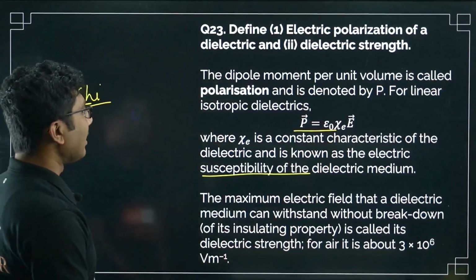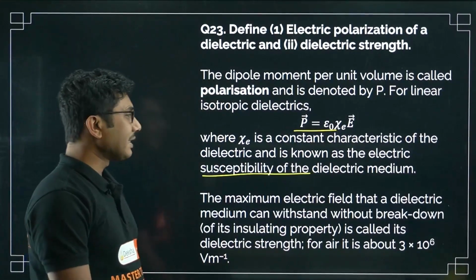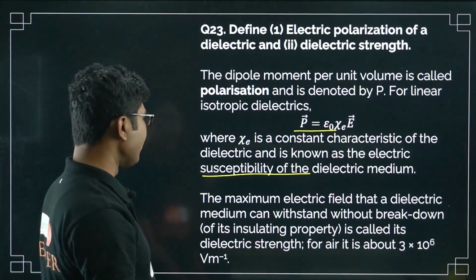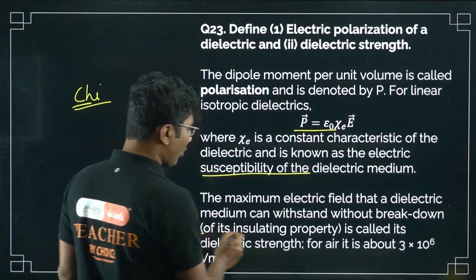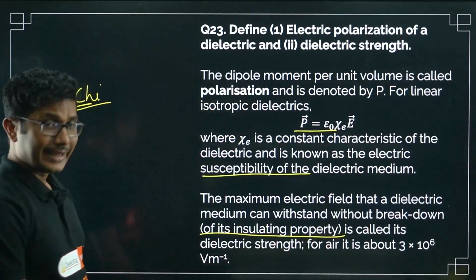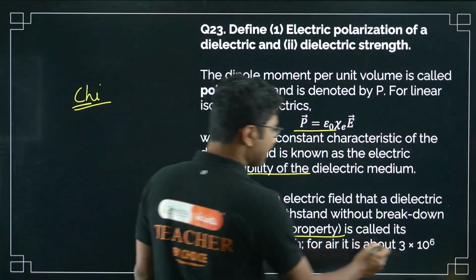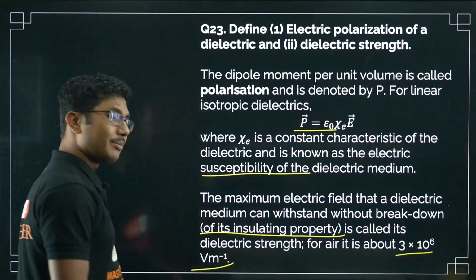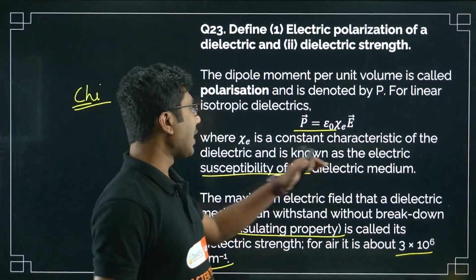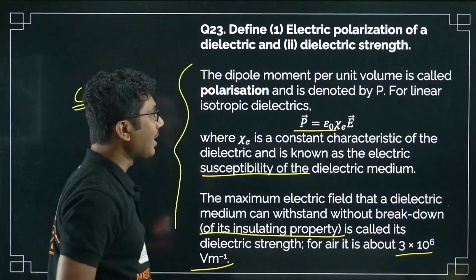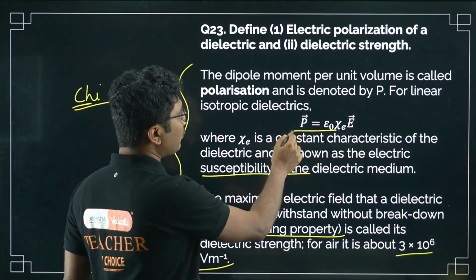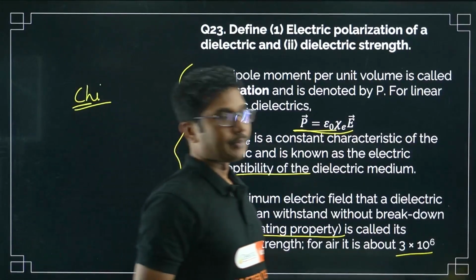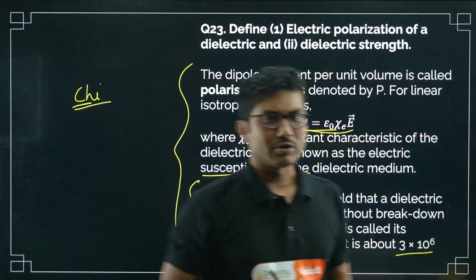Then dielectric strength: the maximum electric field that a dielectric medium can withstand without breakdown of its insulating property is called its dielectric strength, and for air it is about 3 into 10 to the power 6 volt per meter. So this is the value given. If you write this answer, you definitely get full marks. For polarization, up to this much is okay. For dielectric strength you have to write the entire thing with the example, for air. It is not super difficult.